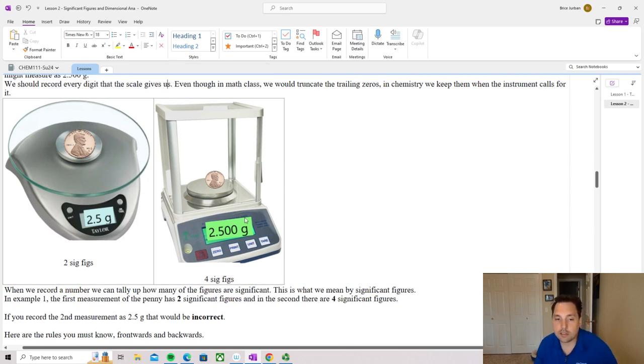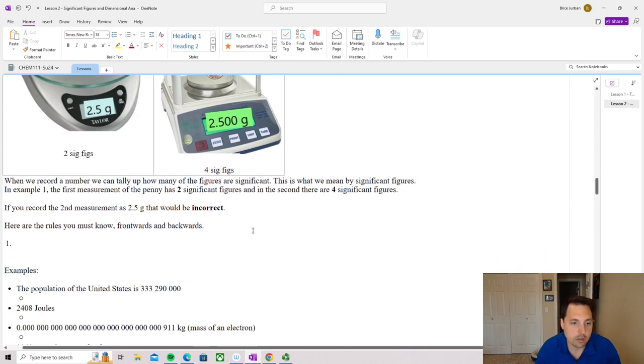So even though in math class we would round this number to 2.5 and truncate the trailing zeros, in chemistry we're always going to want to keep every value that the instrument reports out to us, especially if it's a digital scale. This last number is going to fluctuate depending on how much wind there is, but we want to report out every digit that's on that scale. All right, and the number of digits that are significant are the sig figs.